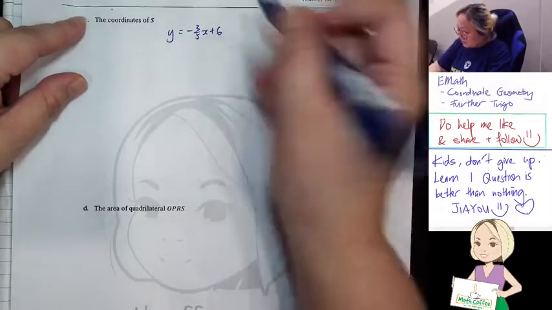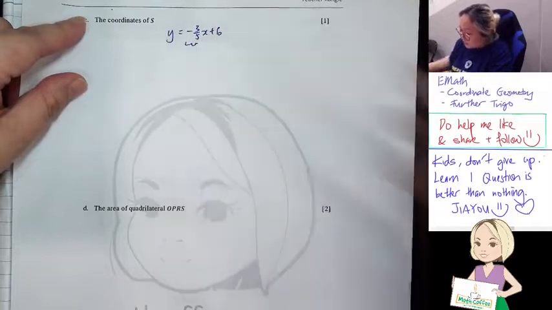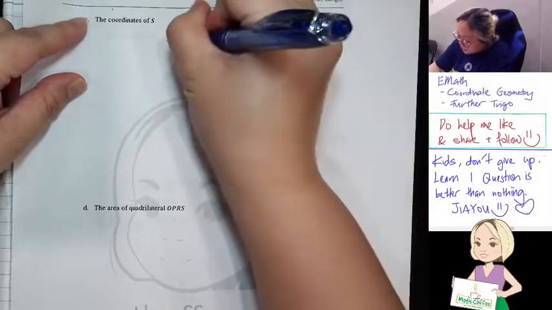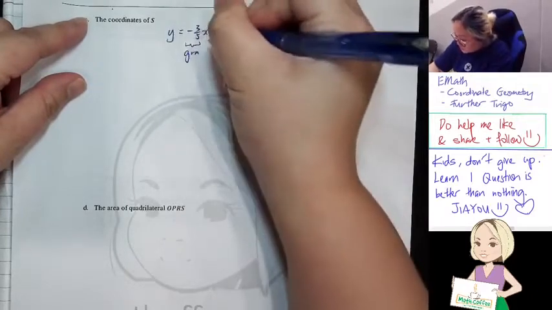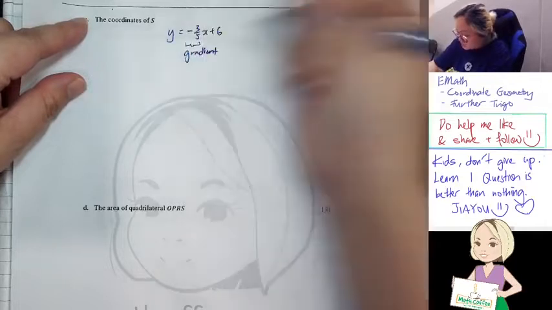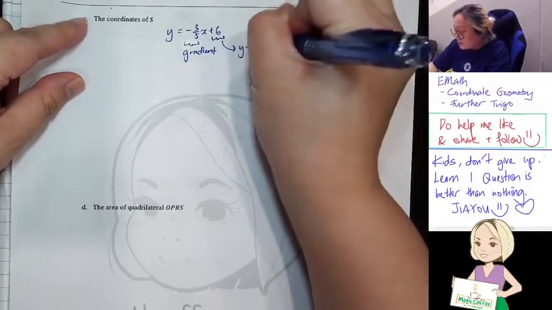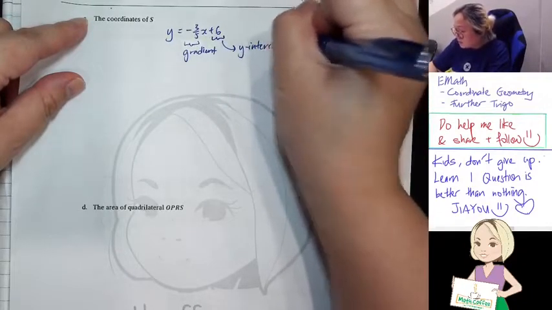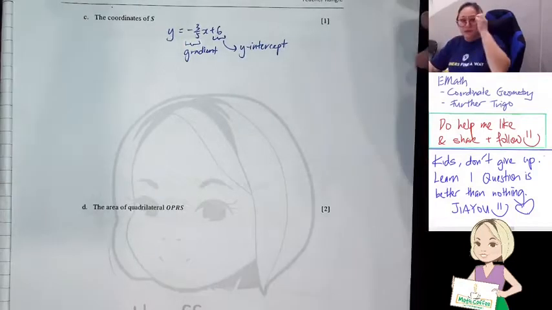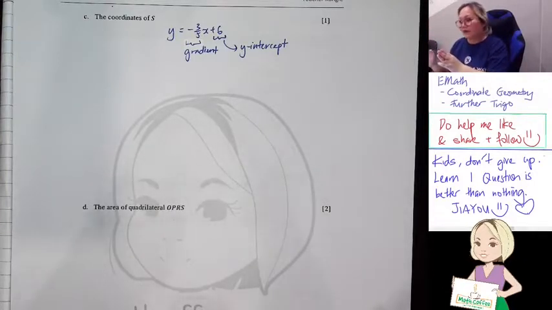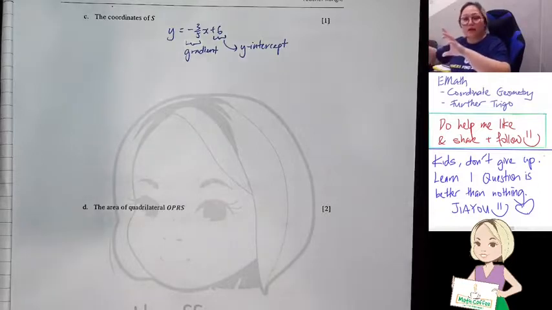You need to know that minus 3 over 5 is the gradient. And this is the y-intercept. Y-intercept means where it cuts the y-axis. This is EMath coordinate geometry. Can you see? Actually, I already wrote the title at my side here. I wrote EMath coordinate geometry and further trigo. It's right below me, I wrote there.